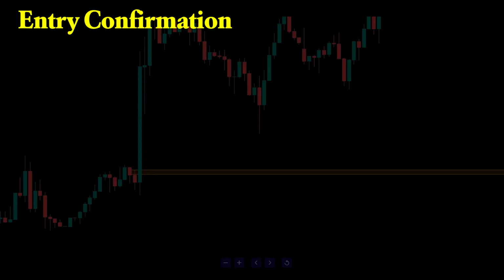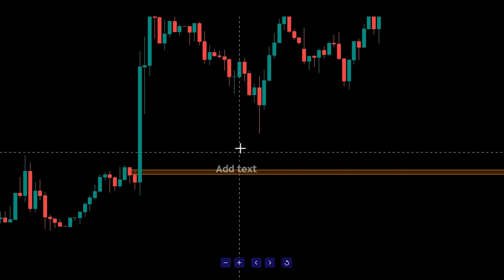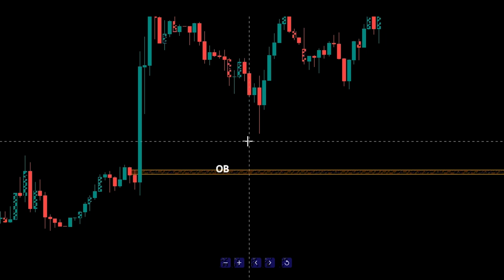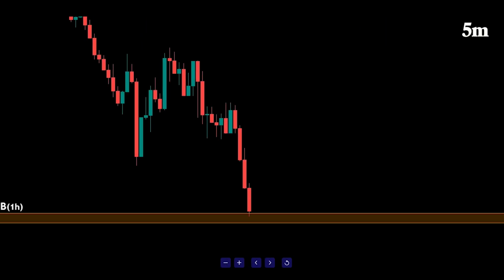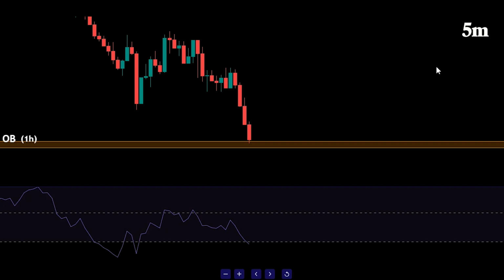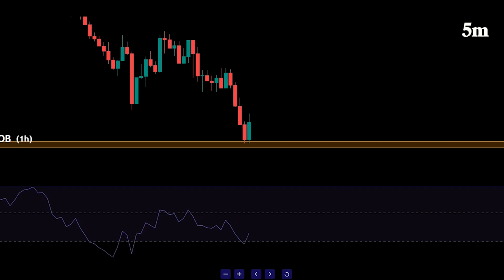Entry confirmation. First, we locate the order block and mark the zone, waiting for the price to return to it. Once the price reaches the order block zone, switch to the 5-minute time frame to spot a divergence as an entry signal. For example, if the price is moving downwards while the RSI is forming higher lows, this signals a trend reversal and a potential entry point.